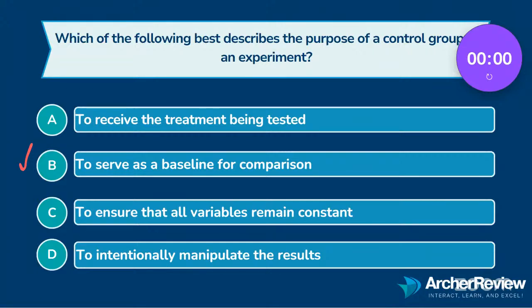A, to receive the treatment being tested. That would be our experimental group. C, to ensure that all variables remain constant. That would be our controlled variables or our constants. D, to intentionally manipulate the results. That would be bad. We don't want to intentionally manipulate the results. That would be adding bias and actually being unethical in our experimental behavior.